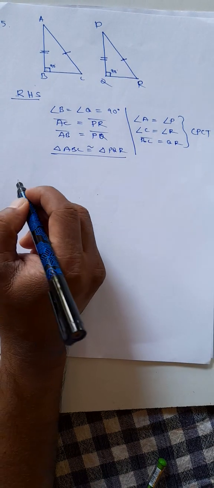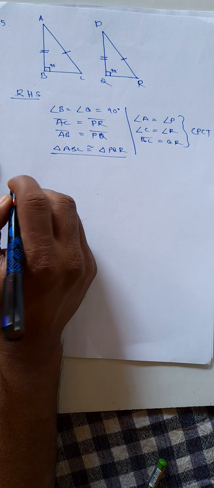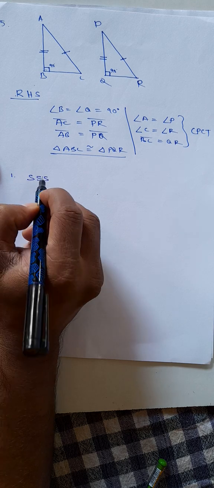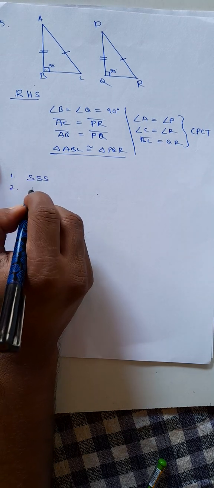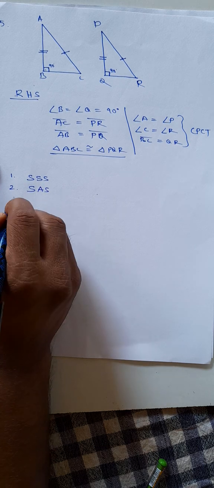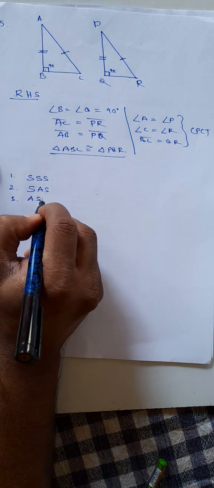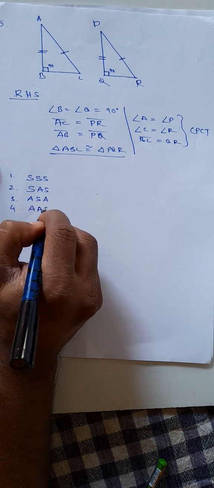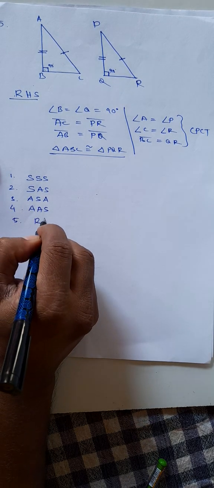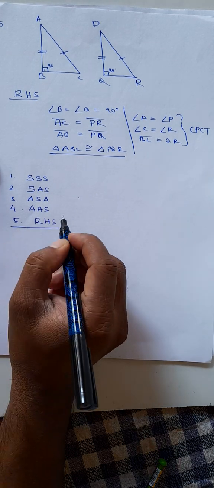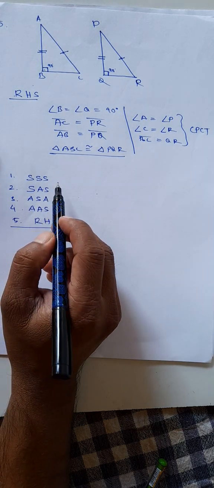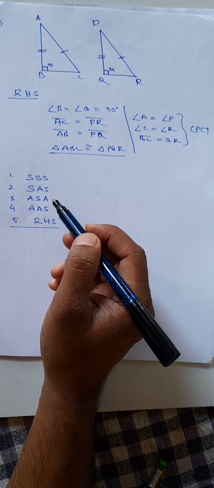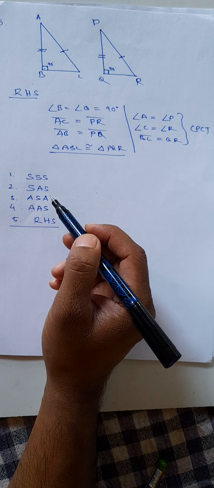So we got 5 criteria under which two triangles can be congruent. The first criteria is called SSS, side side side. The second is called SAS. The third is called ASA. The fourth is called AAS. The fifth is called RHS. These are the criteria under which two triangles can be congruent, and we will use these properties to prove two triangles are congruent in the next video.